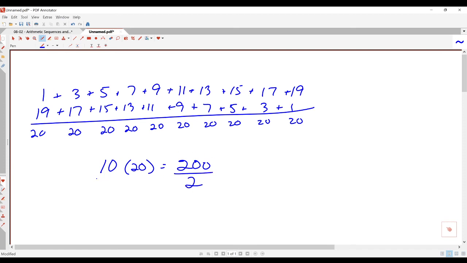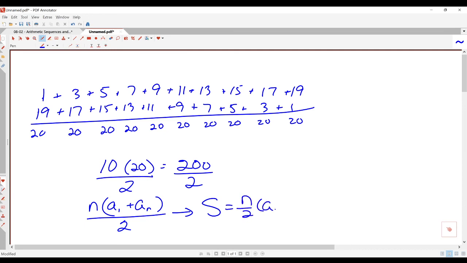So now let's put all of this together. 10 is the number of terms. 20 I get by doing the first term plus the last term. Technically, I could do the second term plus the second to last term, but we can't really do that because we won't always know what those pieces are. And then we cut that whole entire thing in half. And therefore, we get the formula that S is equal to n over 2 times a1 plus an.